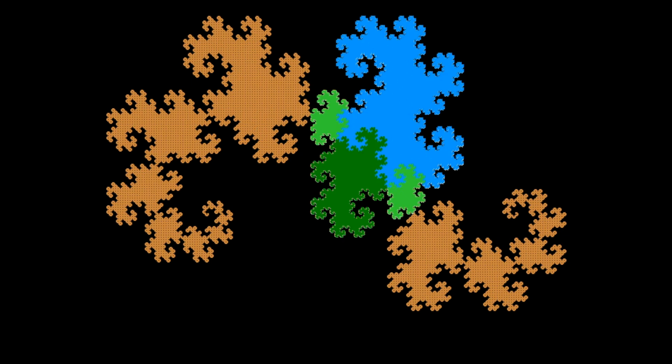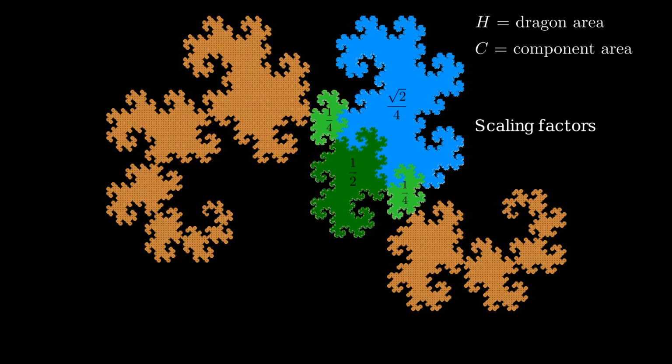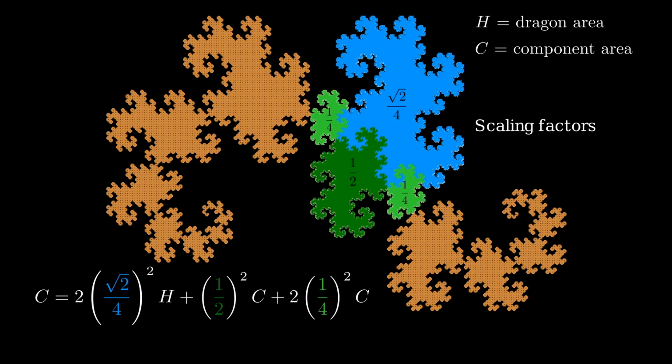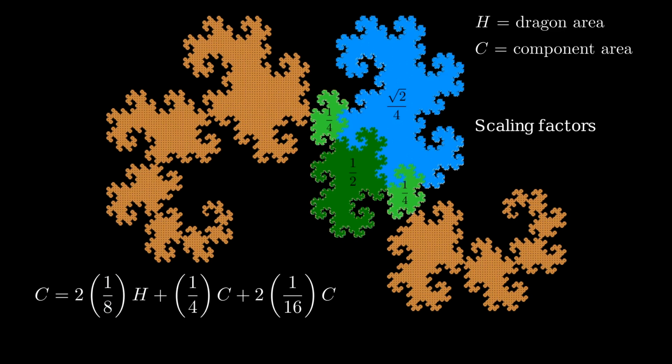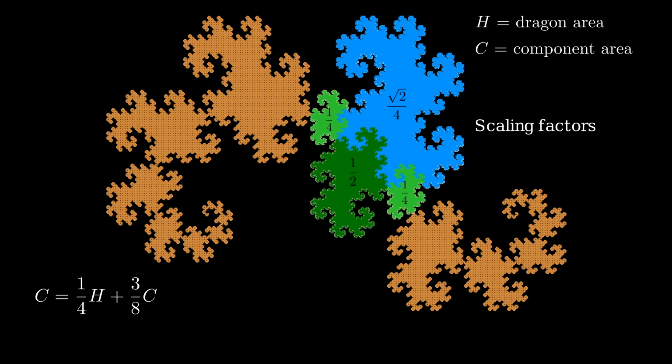We can use these 4 pieces to find the area of the central component. Denote the area of the Heighway Dragon by the letter H, and the area of the central component by the letter C. The area of the central component can be written as the sum of the areas of the 4 individual pieces using the square of the scaling factors of each piece. So we can express C as the area of the twin dragon, which is twice the area of the dragon scaled by √2/4, plus the area of 1 copy of the central component scaled by 1/2, plus the area of 2 copies of the central component, each scaled by 1/4. This equation can now be simplified and solved for C, and the result will show that the area of the central component is 2/5 of the area of the Heighway Dragon. If the initial horizontal line segment used to construct the dragon has length L, then the area of the dragon is L²/2. The area of the central component would therefore be L²/5.